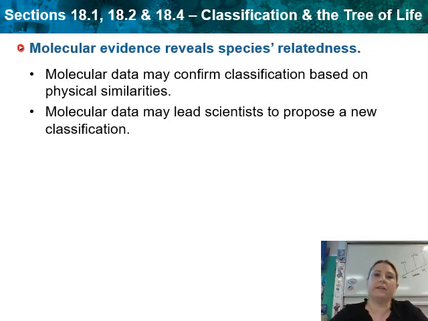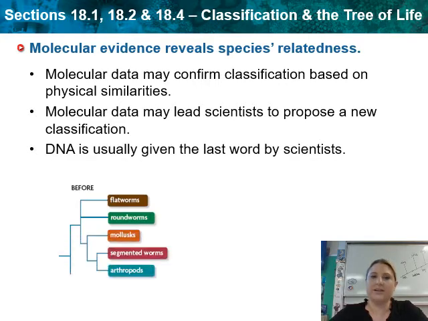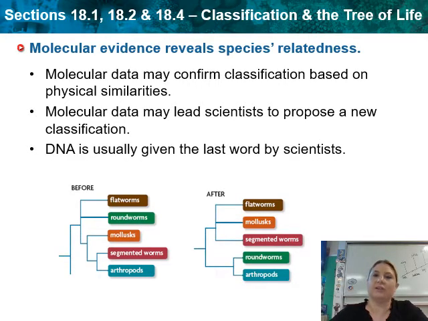And again, molecular evidence reveals species relatedness. Molecular data may confirm classification based on physical similarities, and a lot of the things that Linnaeus did were correct, okay? But we may also propose new classifications based on the data, and in general, DNA is given the last word by scientists, so we might have to reorder things based on new genetic and DNA evidence in this classification system.